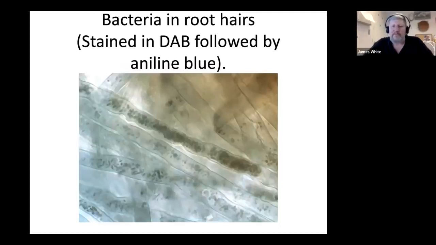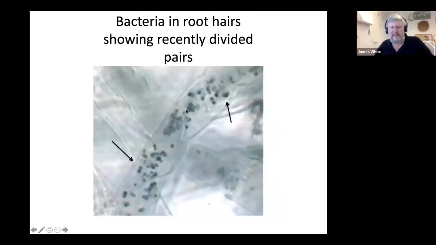This is a close-up of some of those hairs, and you can see here, these are the root hairs, and you can see little dots in there. Those are loaded with bacteria, with dots, all in there, all in those hairs. These hairs become filled with microbes. Here's a hair, here's another hair.